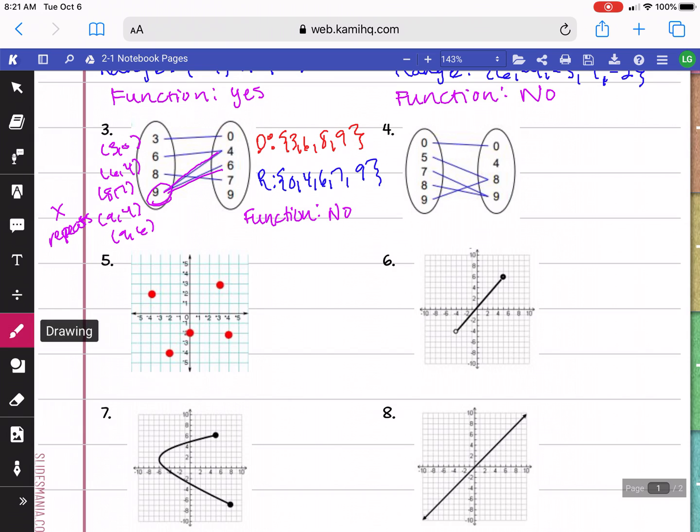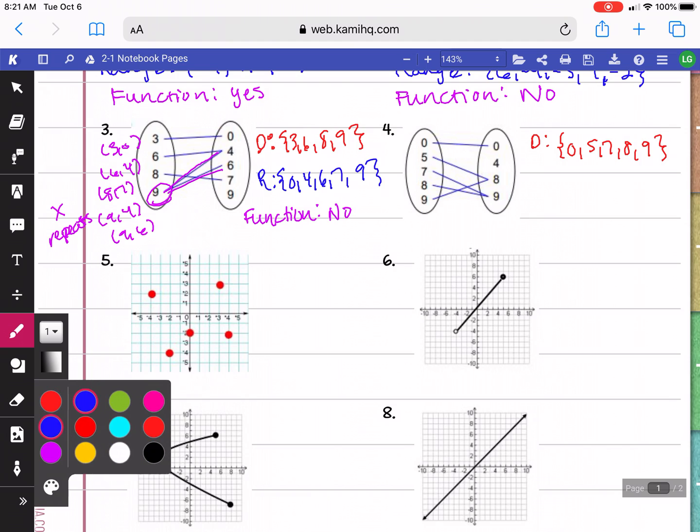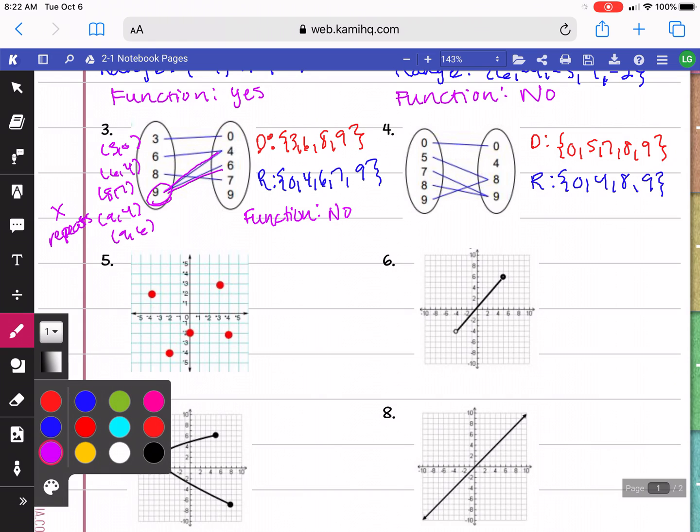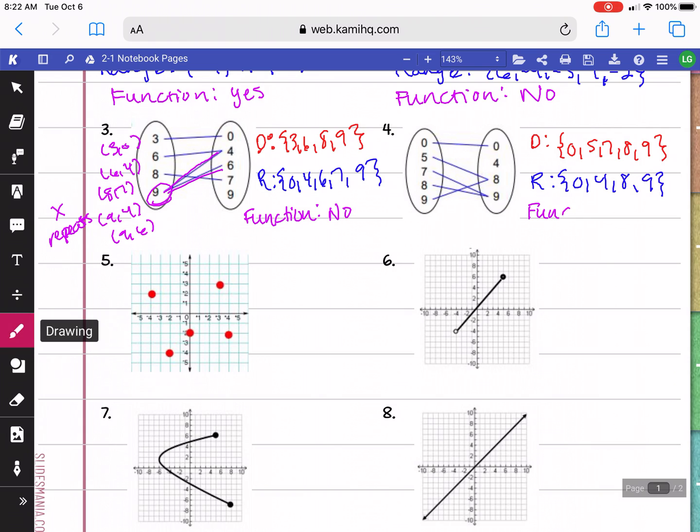On our next mapping for our domain, we have 0, 5, 7, 8, 9. For our range, we have 0, 4, 8, 9. And we want to check if this one's a function or not. So we have 0 to 0, 5, 8, 7, 9. 8's also pointing to 9, and 9 is pointing to 8.